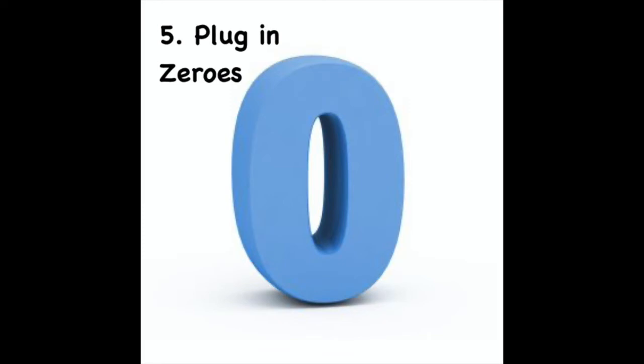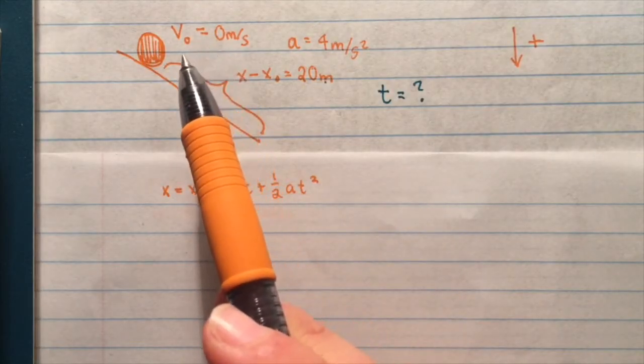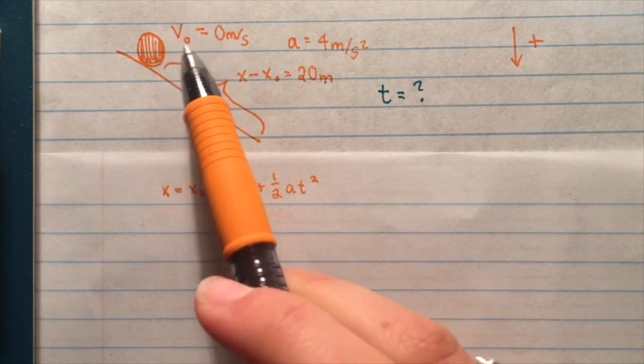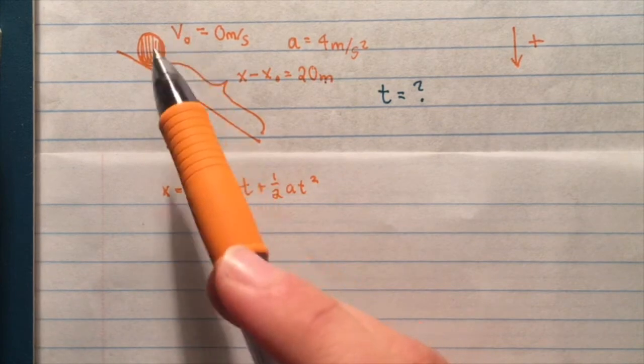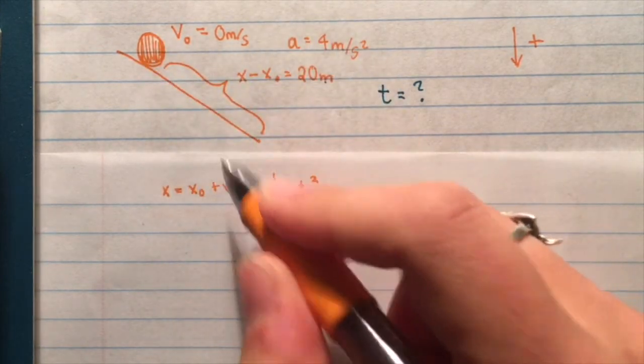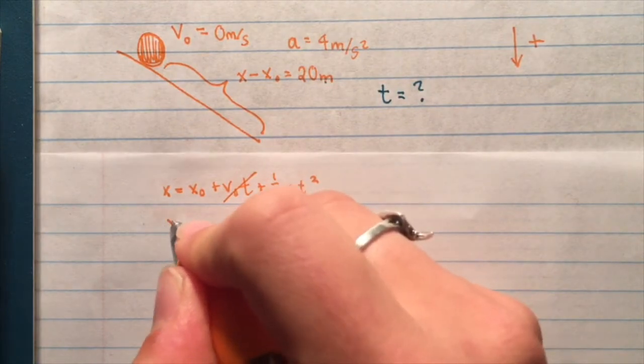Next step, plug in my zeros. Do I have any zeros to plug in? Yeah, for sure. My starting speed, v0, equals 0 meters per second because the ball started from rest. So I can plug that in here and this term goes away. So I rewrite it.